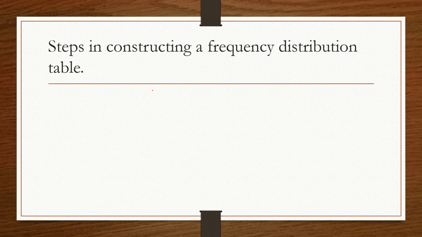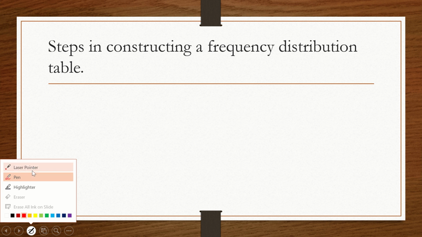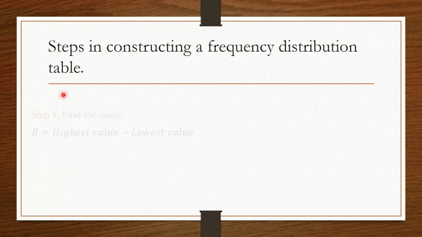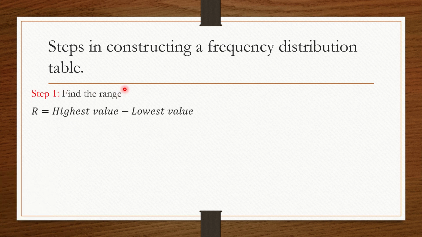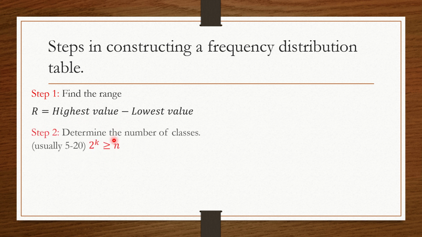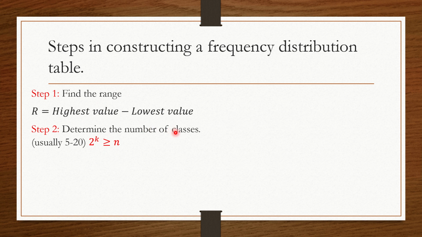Next is steps in constructing a frequency distribution table. So, ito po yung mga steps na kailangan sundin sa pag-construct ng frequency distribution table sa group data. So, step 1 is find the range. So, hanapin mo muna yung highest value and the lowest value. So, to find the range, highest value minus lowest value. Sobrang dali.